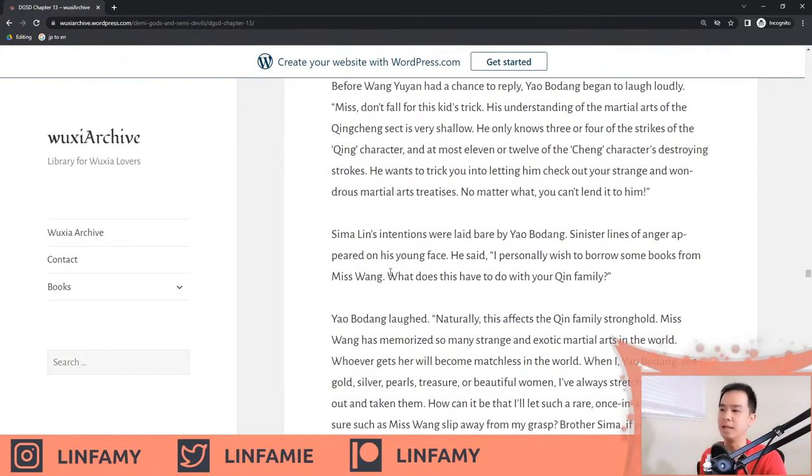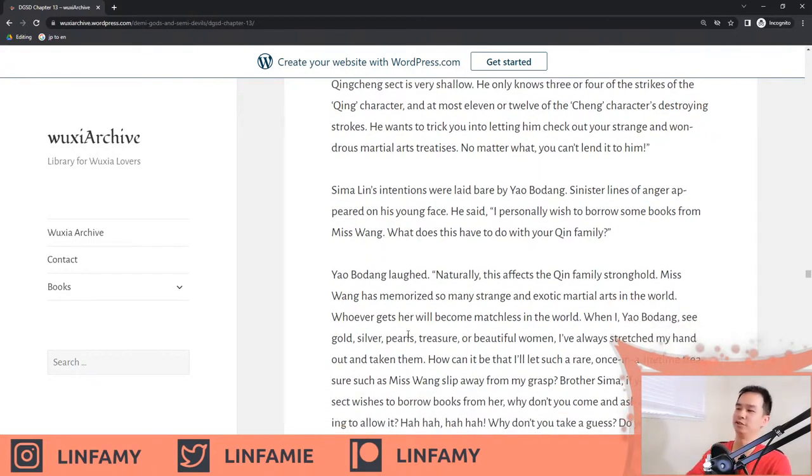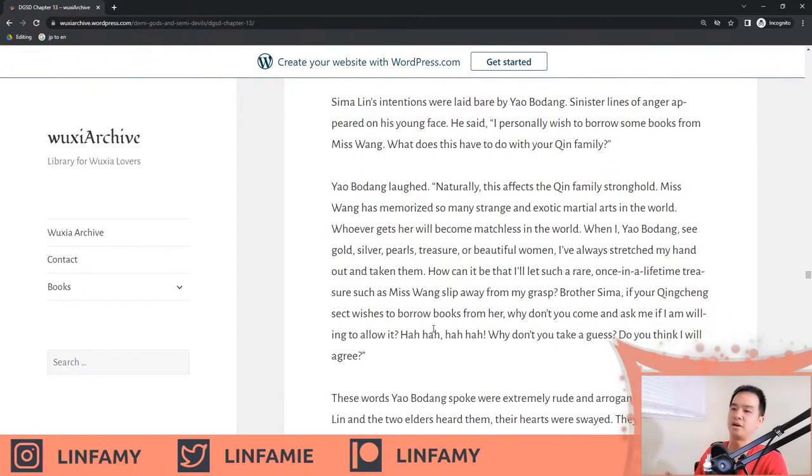Sima Lin's intentions were laid bare by Yao Bodang. Sinister lines of anger appeared on his young face. He said, "I personally wish to borrow some books from Miss Wang. What does this have to do with your Qin family?" Yao Bodang laughed. "Naturally, this affects the Qin family stronghold. Miss Wang has memorized so many strange and exotic martial arts in the world. Whoever gets her will become matchless in the world.